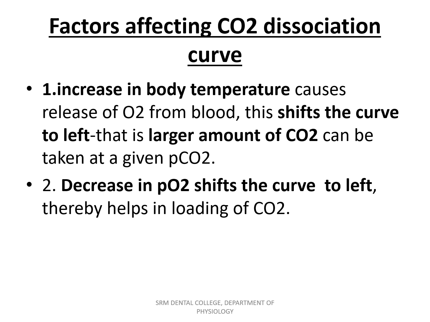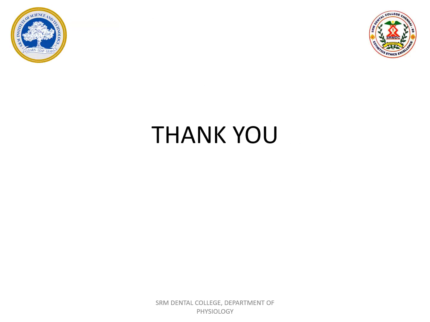Factors affecting carbon dioxide dissociation curve. Increase in the body temperature causes release of oxygen from the blood. This shifts the curve to the left, that is, a larger amount of carbon dioxide can be taken out at a given partial pressure of carbon dioxide. Decrease in your PO2 shifts the curve to the left, thereby helping in loading of carbon dioxide. Thank you.